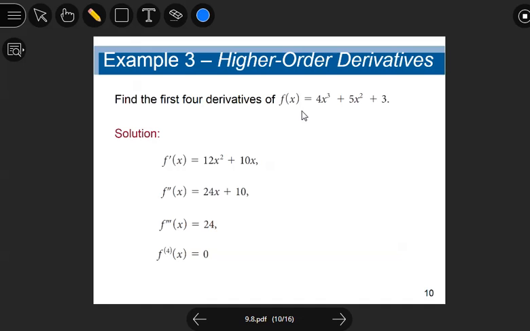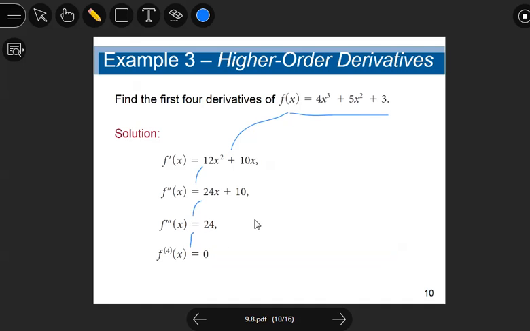Let's look at this problem. This is the given problem. Find the first 4 derivatives of f of x. This is the original function. For the first derivative you already know how to find it. Find the first derivative, and then to find the second derivative, derive it again. To find the third derivative, derive it again, and to find the fourth derivative, derive it again. Because this is a constant, it becomes 0.